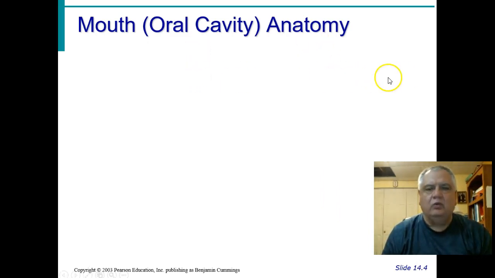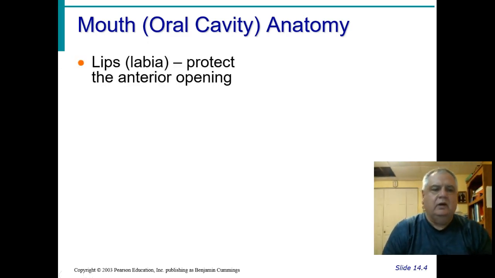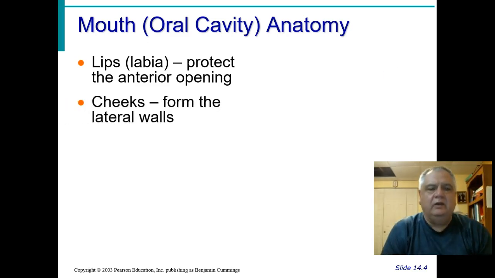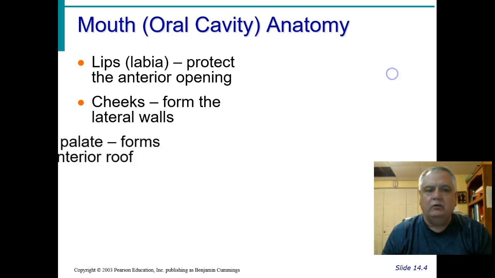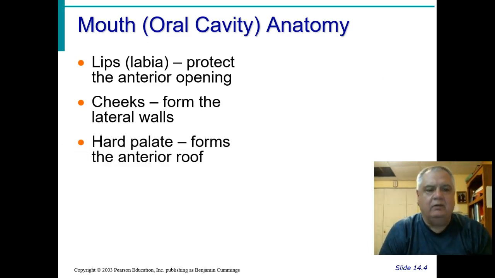All right, so we're going to take these one by one. Let's take a look first of all at the mouth, which includes the oral cavity. So let's take a look at the structural anatomy of the mouth. First of all, we have the lips, or from the Latin, the labia. These protect the anterior opening to the mouth. Next up, we have the cheeks. The cheeks form the lateral walls of the mouth.